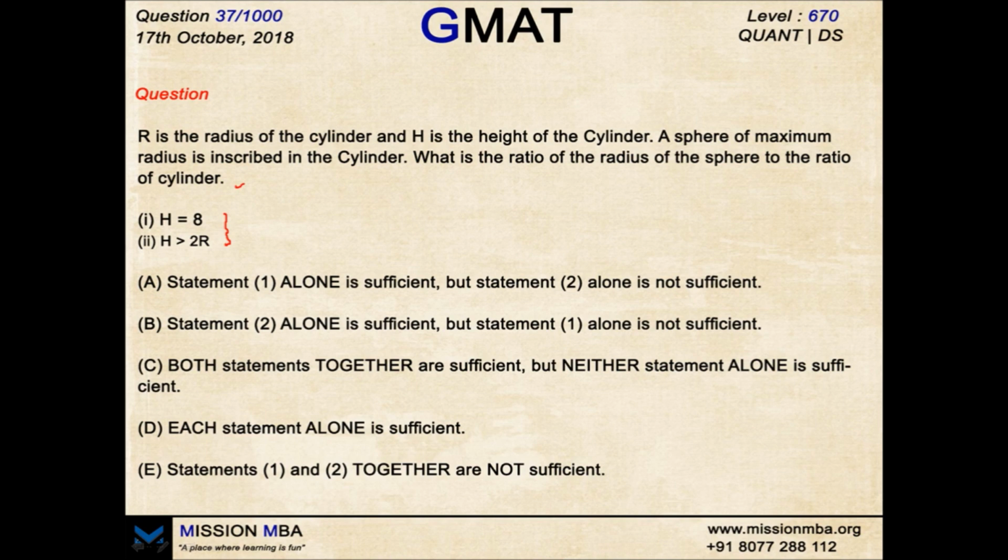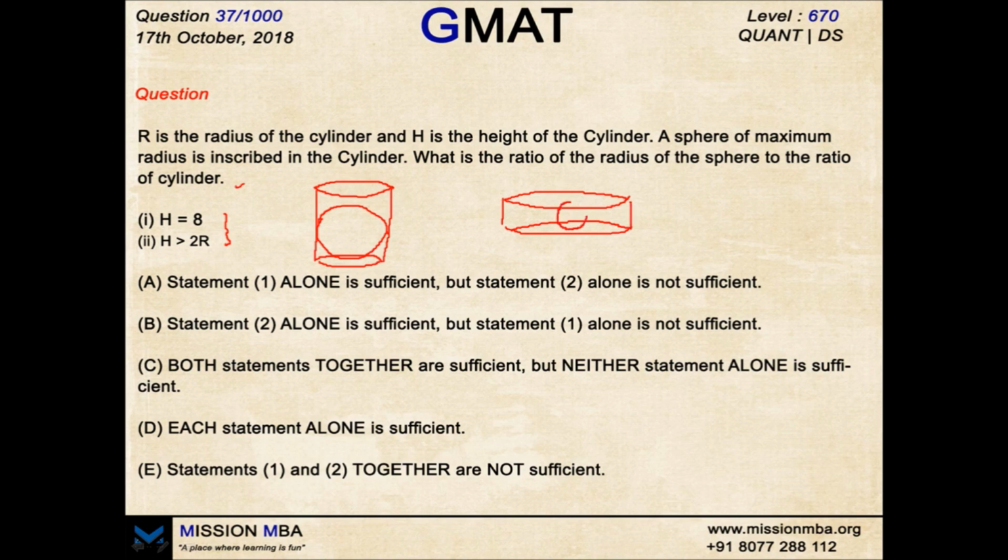Now, the sphere is inside the cylinder. There are two possibilities. One, it can be restricted because of the radius of the cylinder, when the height is much more. Something like this, if I have a sphere like this. And in the other case, it can be restricted because of the height of the cylinder, when the radius is much more than the height of the cylinder.